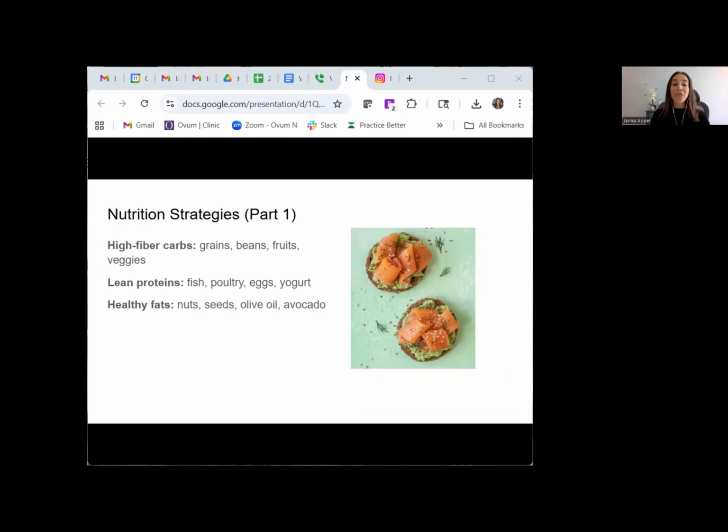So let's talk through some nutrition strategies. This is part one. Let's start with what to add. High fiber carbs like whole grains, beans, fruits, and vegetables help keep the blood sugar stable. Lean proteins such as fish, poultry, eggs, Greek yogurt, and cottage cheese provide balance and fullness. And healthy fats, things like nuts, seeds, olive oil, and avocado, support both satiety and heart health.